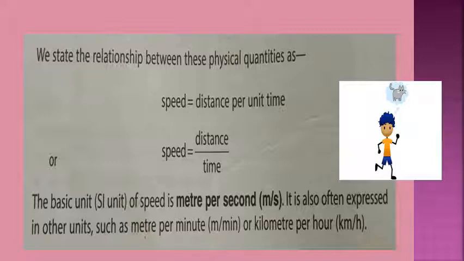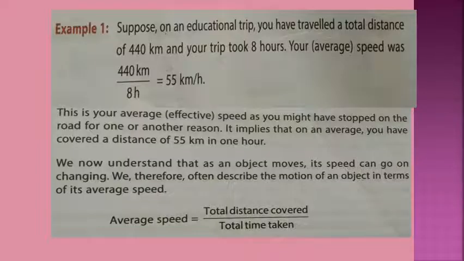So what is the formula for the speed? Speed is nothing but the distance upon time, and its unit is meter per second. Now see here an example. Suppose on an educational trip you have travelled a total distance of 440 km and your trip took 8 hours. Your average speed was 440 km per 8 hours.